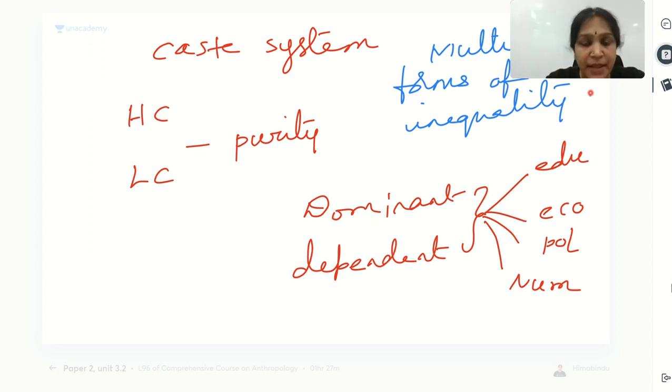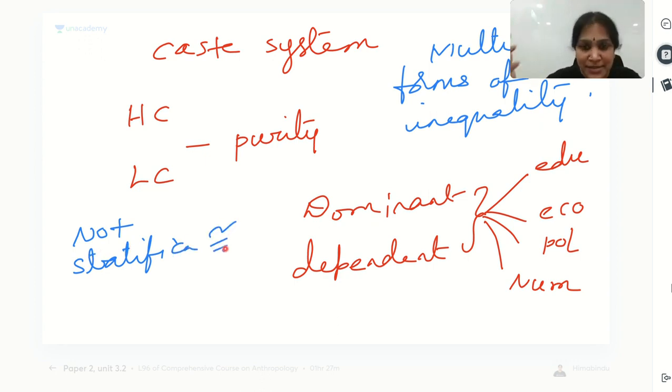So you cannot simply call it stratification. It is a special form of stratification called hierarchy. According to Dumont, it is not stratification. But normally UPSC can give you a question like this: describe the caste system as a system of stratification. Possible. Did you understand? I am not saying caste is not stratification. In Dumont's book, this is not stratification. Is it clear?